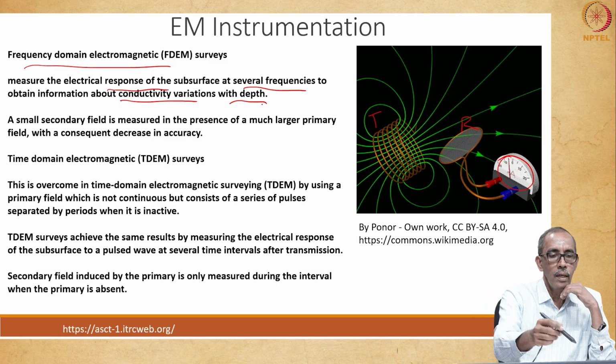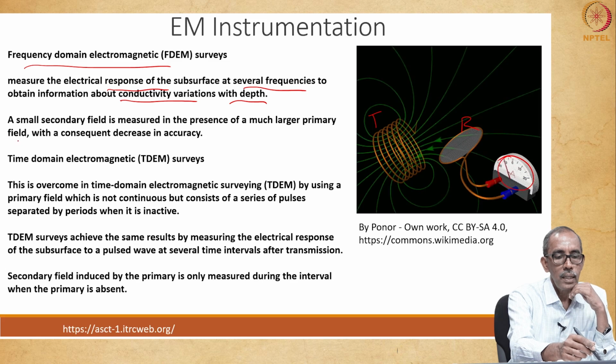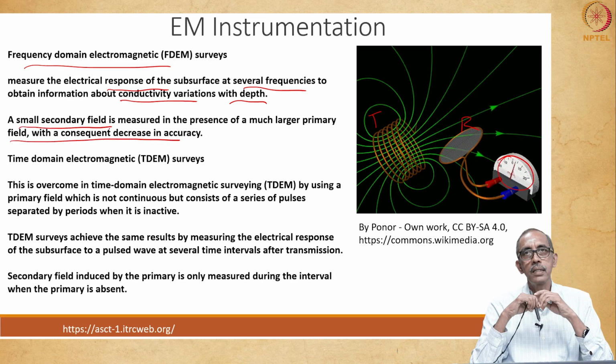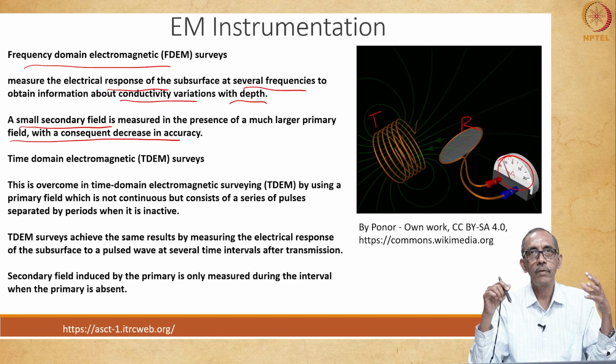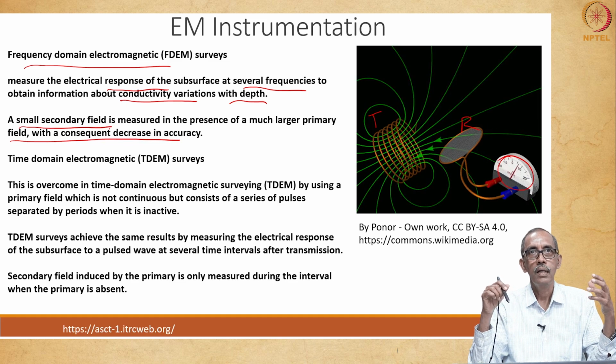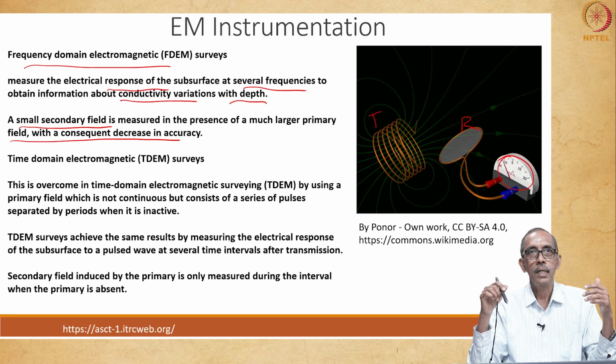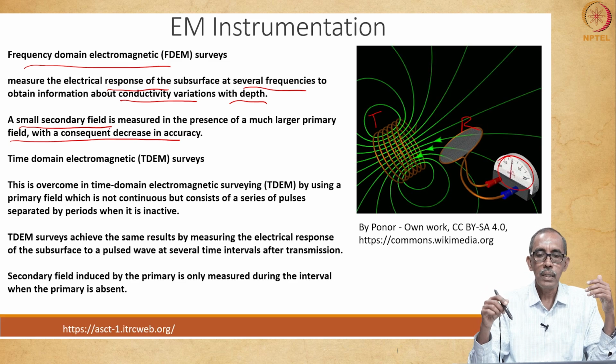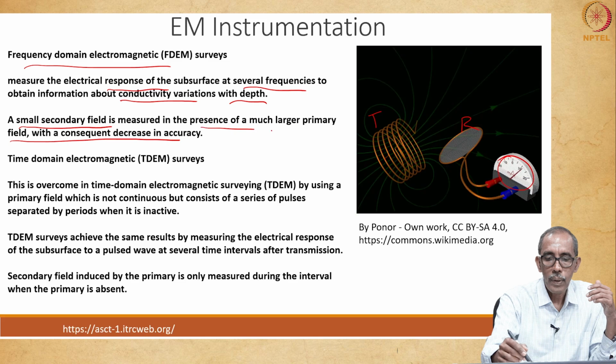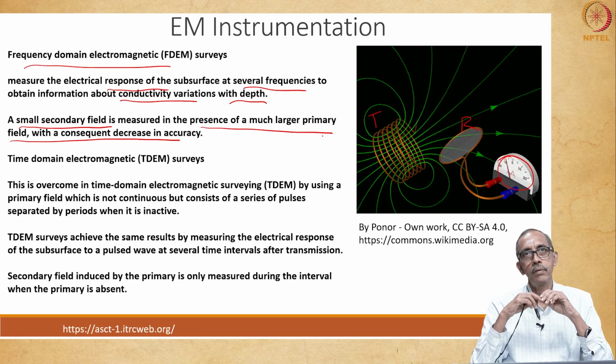And the problem in this method is that a very small secondary field is measured. That means we apply a large amount of current, that is the primary field, which in turn develops a secondary field, which is measured by us, but this measurement is made in the presence of a large primary field, right.